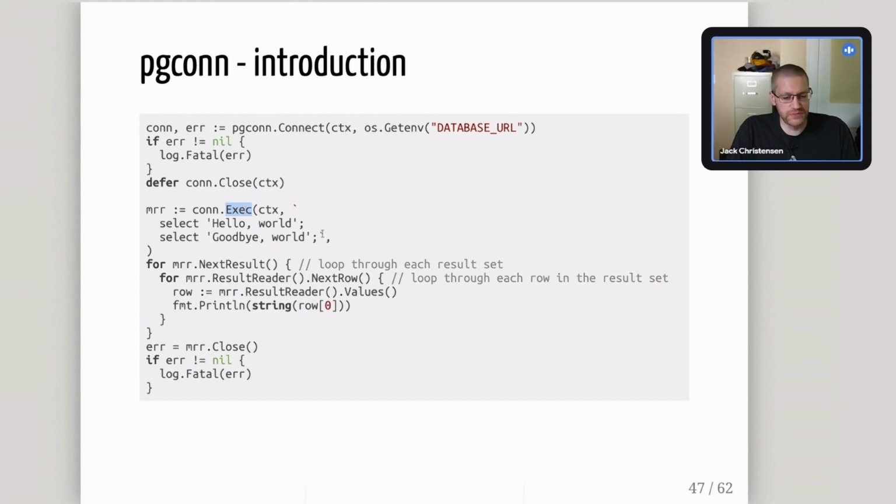Exec uses the simple protocol, so we can pass multiple queries at a time. The MRR is actually because we get a multi-result reader. So we loop through the result sets, and for each result set, we read through each row, and then we print out the results.